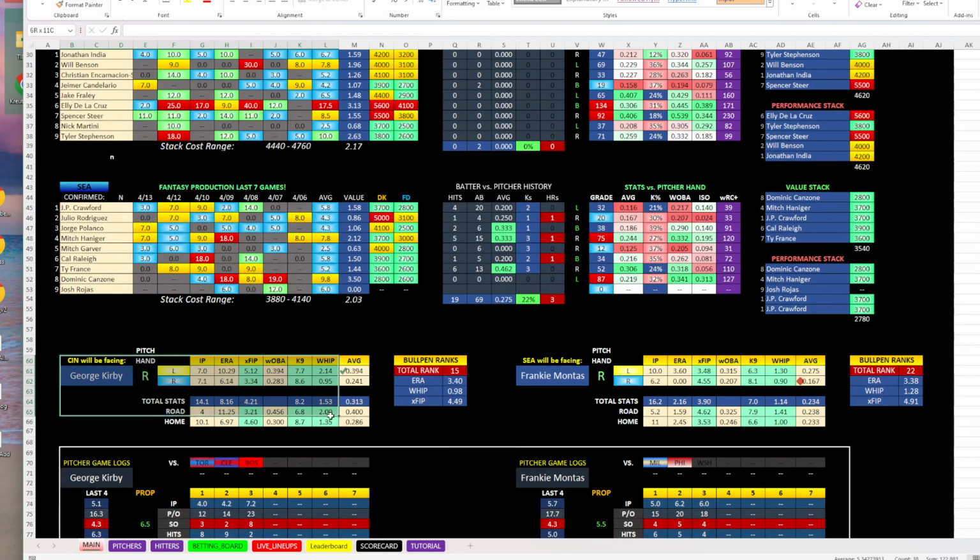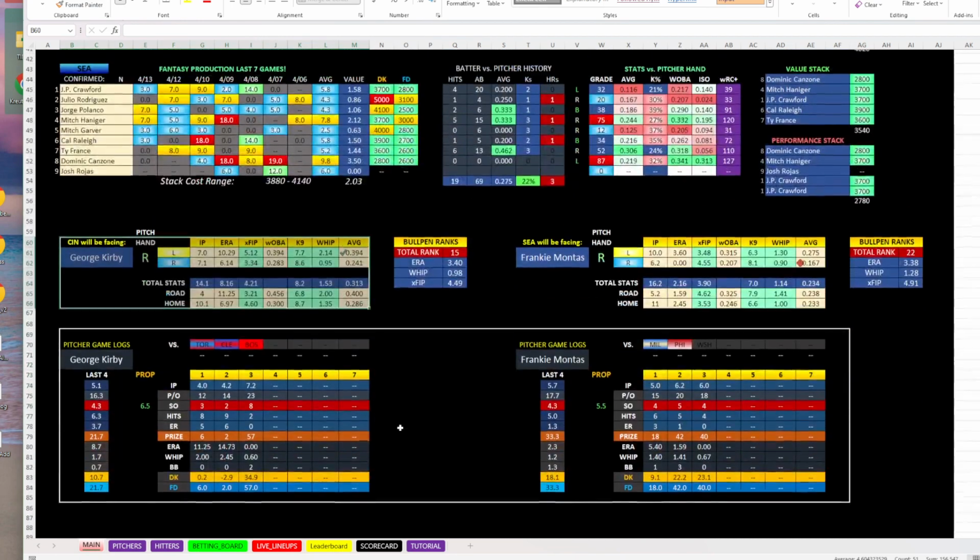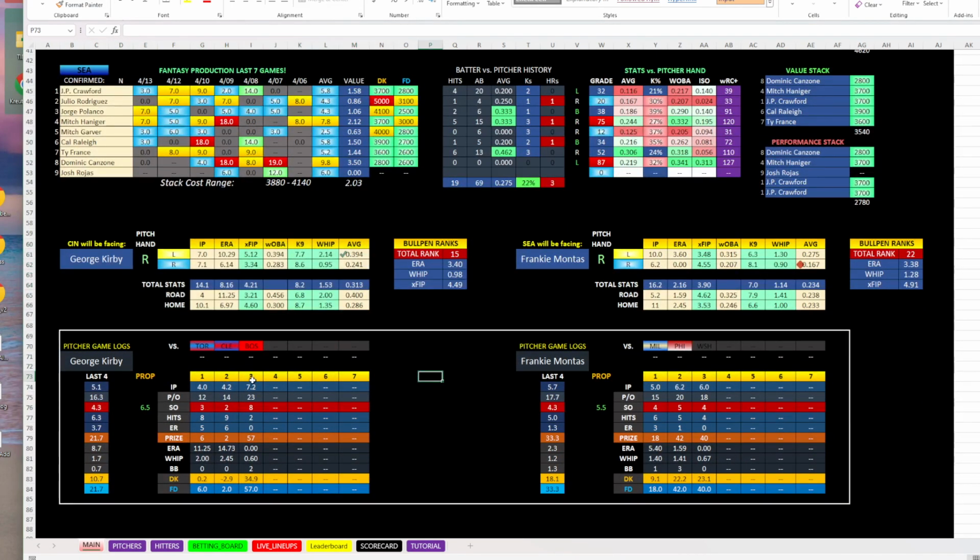When I come down here and I look at the George Kirby stats, let me make sure you can see that. You can. And we'll go ahead and look at his game logs as well. So here he started off really good. 7.2 innings, shutout, only allowed 2 hits. But then these last 2 starts, he's only lasted 4.0 and 4.2 innings. And he's allowed 17 hits and 11 earned runs. So that right there is alarming.